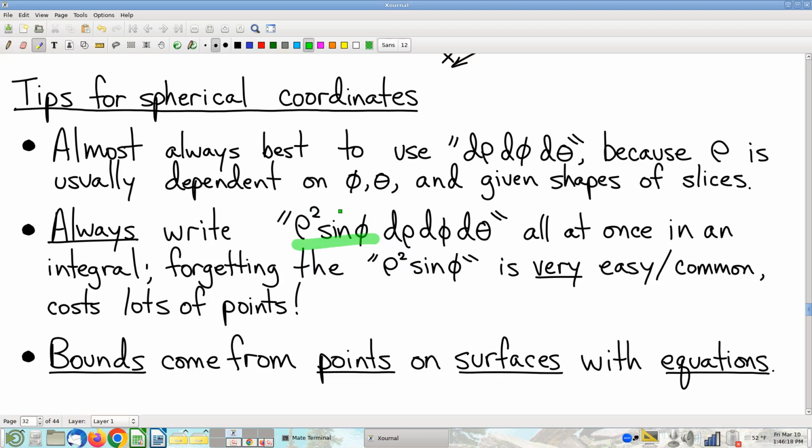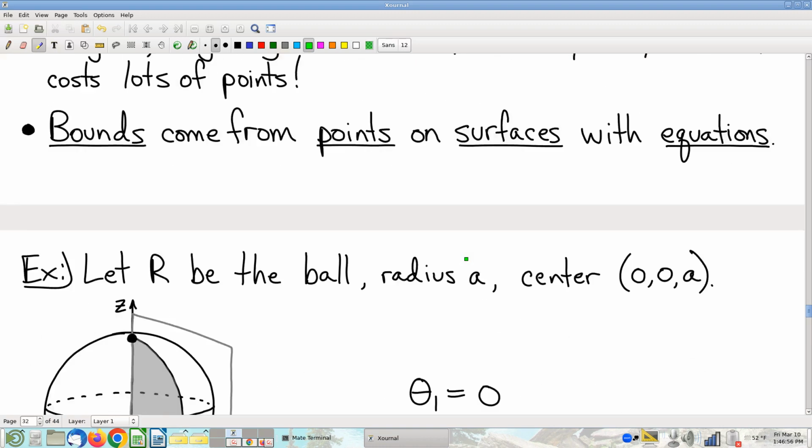The life hack for not forgetting it is to always write this whole thing down all at once. Don't ever write down d rho d phi d theta by itself. Why would you? You're never going to have d rho d phi d theta by itself without a rho squared sine phi to accompany it, so why would you ever write it down? You're just taking a risk when you do that. So always write this down as if it's a single thing, which, by the way, it kind of is. This is dx dy dz, after all. Okay. All right. So keep all that in mind.